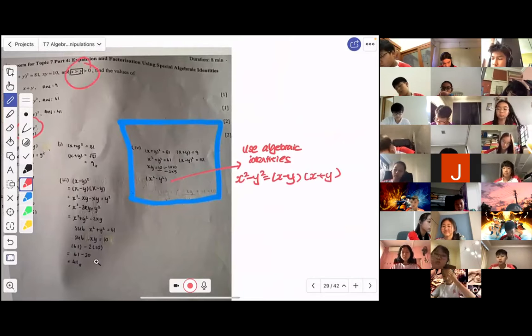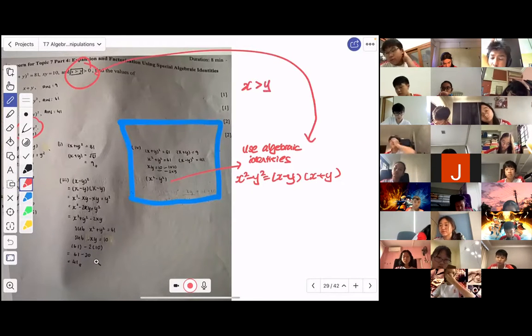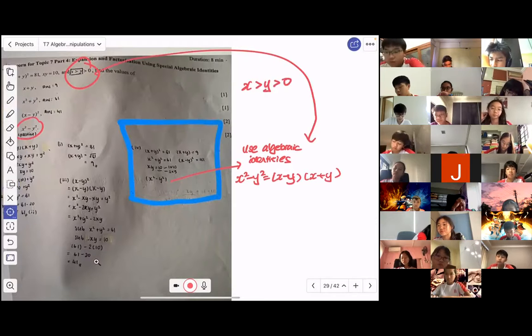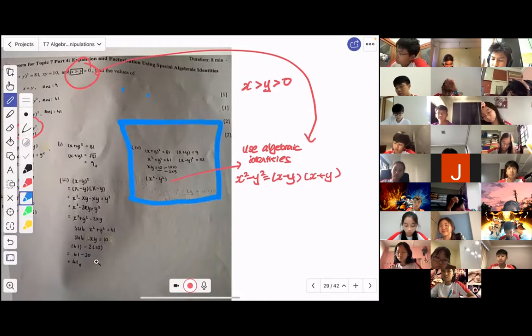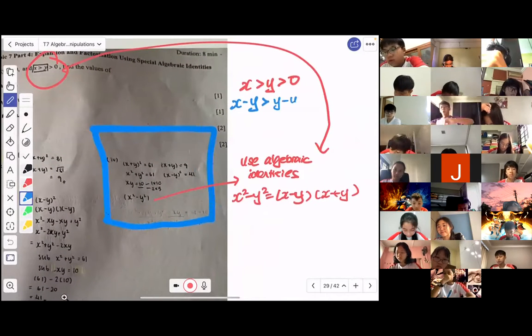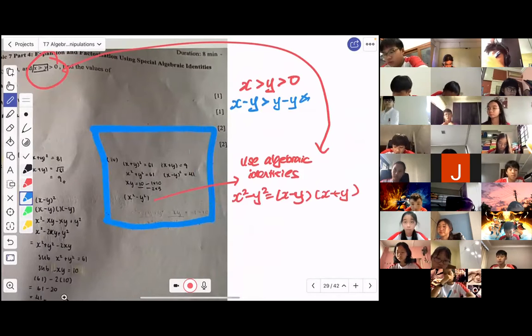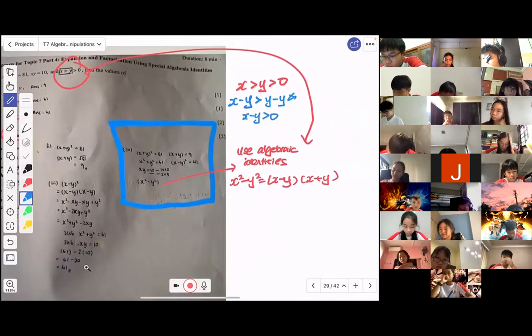Given the fact that you know this, now x is greater than y greater than 0. So I was asking, why do they tell me this one? The reason is very simple. It tells you that if I do this, x minus y is more than y minus y, which is actually 0. So x minus y is more than 0. Is that okay? So I just want to share with you.